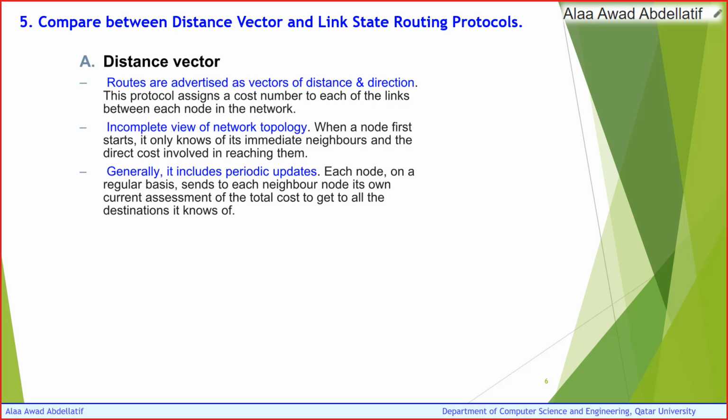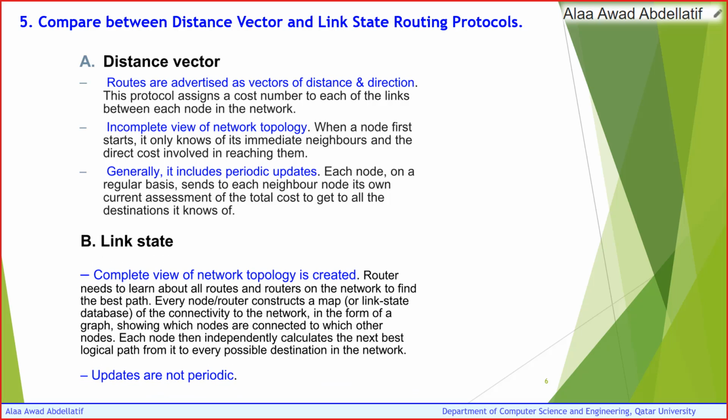And usually it includes periodic updates. So each node on a regular basis sends to each neighbor node its own current assessment, its own information about the total cost to get to all destinations it knows. So this collected information is sent periodically. So it can include periodic updates. These are the three main features of distance vector.